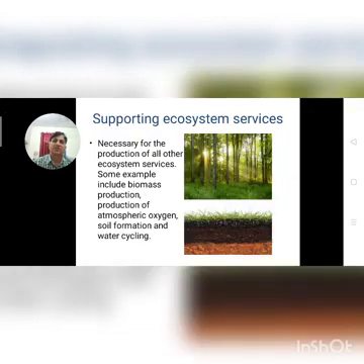Then supporting ecosystem services. These are very necessary for the production of all other ecosystem services: biomass production, production of atmospheric oxygen, soil formation, water cycling, nutrient cycling. These all are supporting services. Without these supporting services, I think humans or life as such cannot exist on this planet.